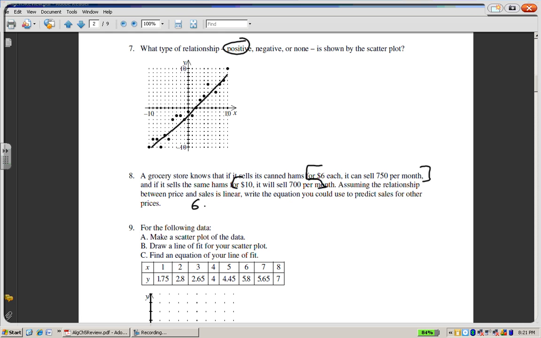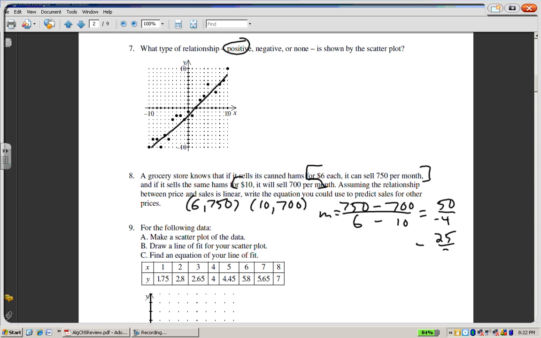So we're going to go 6, 750. It's my first ordered pair. And 10, 700 as my second ordered pair. At this point, we're just going to write our equation. I'm going to use the little puppy non-traditional formula. 750 on top, 6 on the bottom, 700 on top, 10 on the bottom. Subtract. So m equals all of this. We end up with 50 divided by negative 4. We can reduce that down to negative 25 halves. I'm just going to leave it that way.